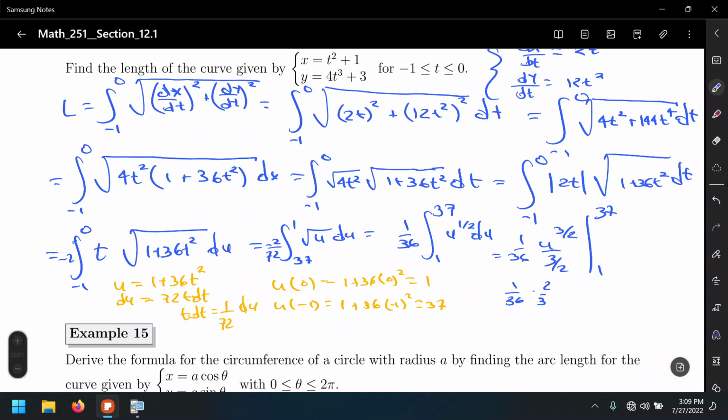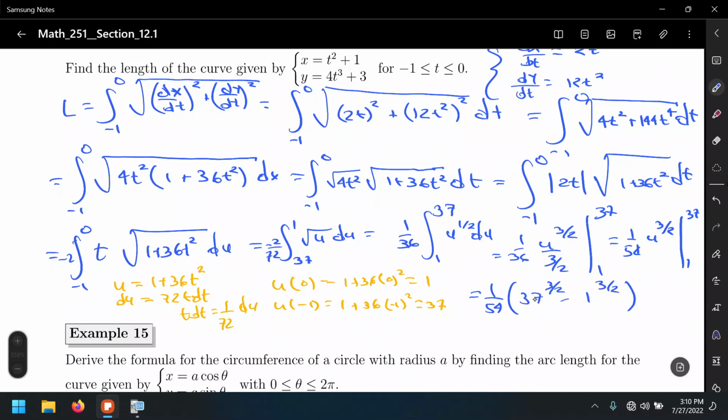So that's half of 36 is 18. 18 times 3 is 54. All right. So 1 over 54 u to the 3 halves from 1 to 37. And well, you might remember this type of calculation from arc length back at the beginning of the semester. These weird looking numbers. That's 1 over 54, 37 to the 3 halves minus 1 to the 3 halves.